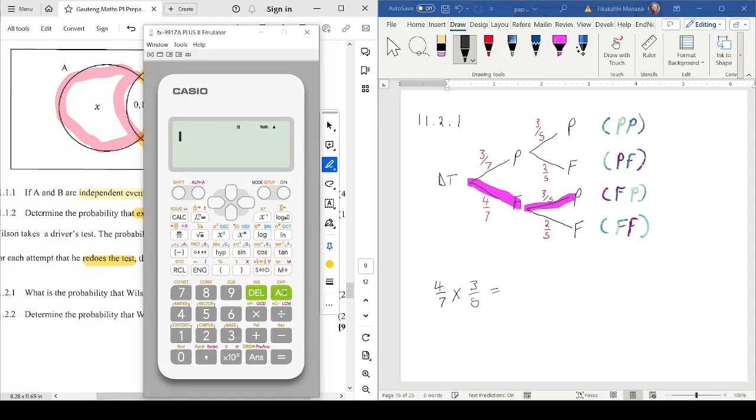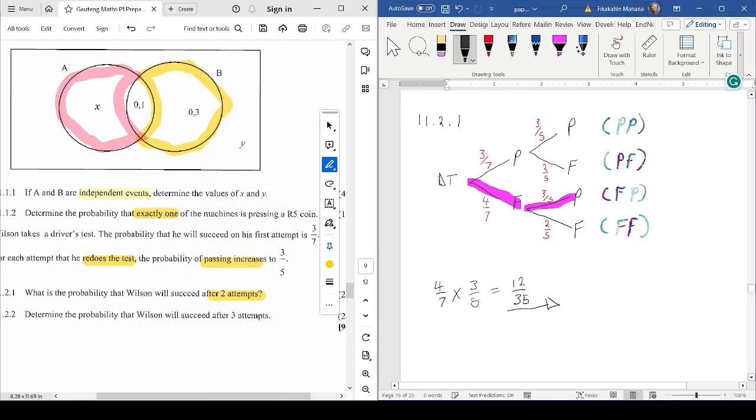Let's get a calculator. So it's 4 over 7 times 3 over 5. What does that give us? It gives us 12 over 35. So 12 over 35 is our final answer for 11.2.1. Okay, now let's look at the second question.